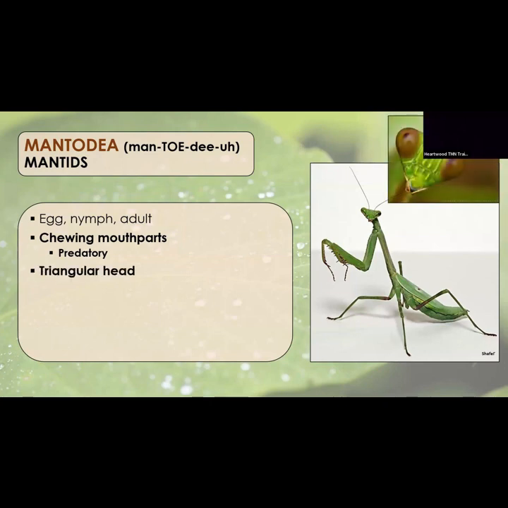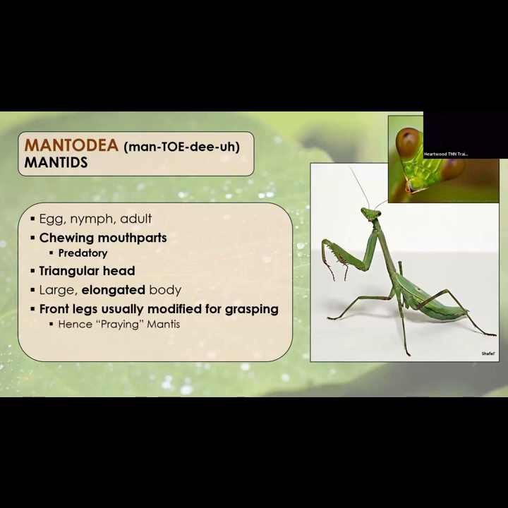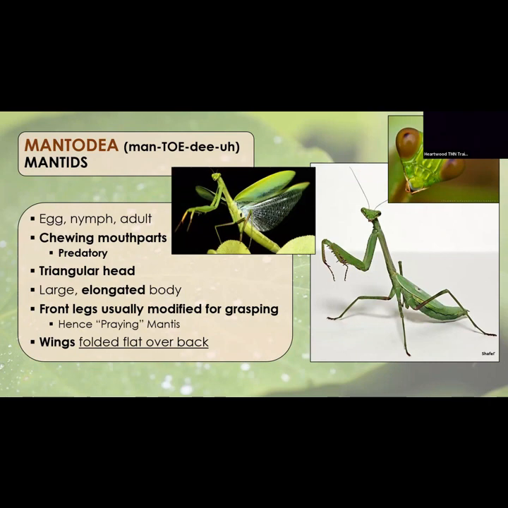So mantids have chewing mouth parts, they're predatory, and they have a very unique triangular head that tilts. That's one of their characteristics. And then they have modified front legs for grasping. That's where the praying comes in, right? They're out there just trying to grab things. They're very predatory. And then their wings fold over their back, kind of similar to the orthopterans, narrow and hardened and membranous. But praying mantis, can't miss it. It's really one of the only terrestrial insects that has those grasping arms.